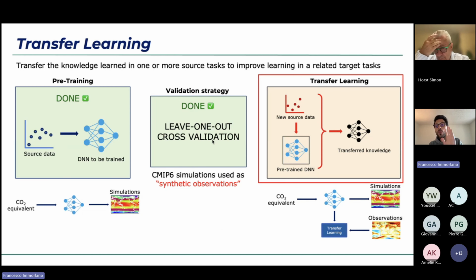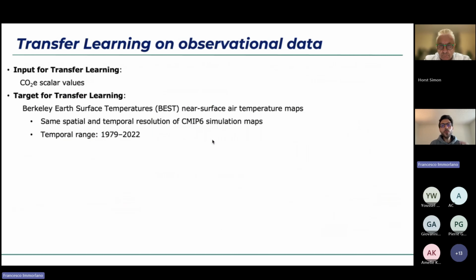We can go now to the real transfer learning, to real fine-tuning on the observational data. Again, we said that the input in this phase are the CO2 equivalent scalar values. The target are the maps gathered from the Berkeley Earth surface temperature dataset that have the same spatial and temporal resolution of CMIP6 simulations, and the temporal range is the historical period.